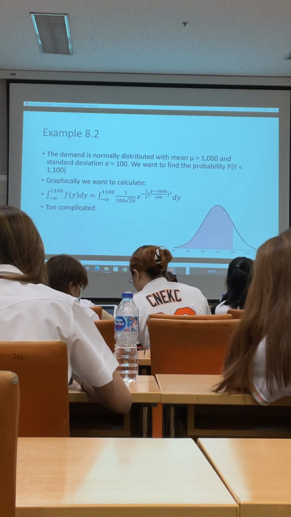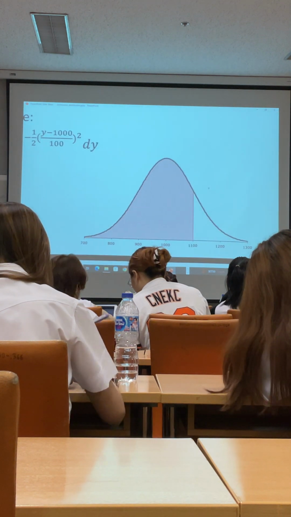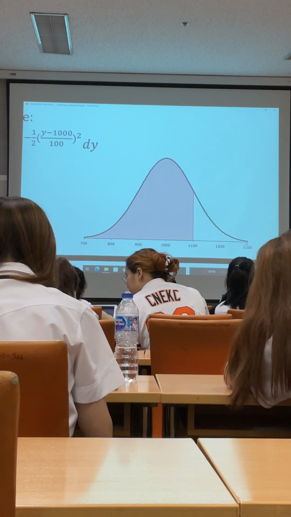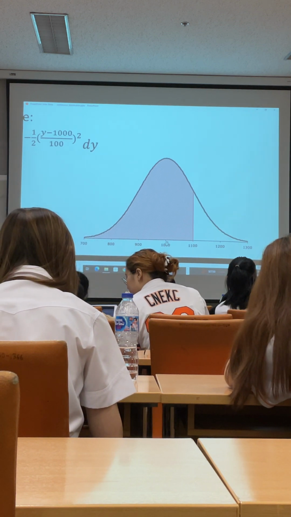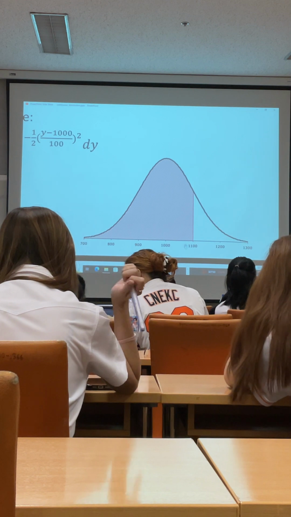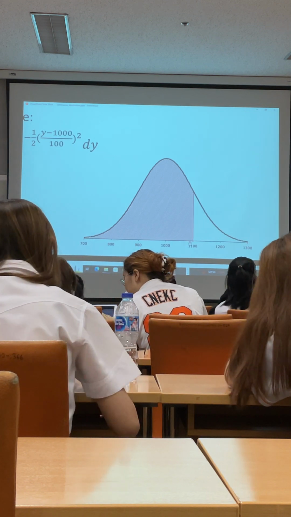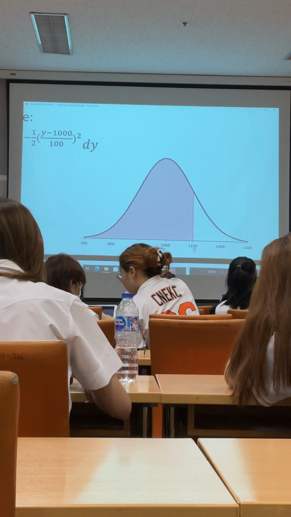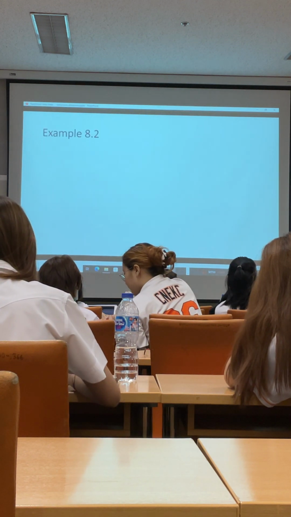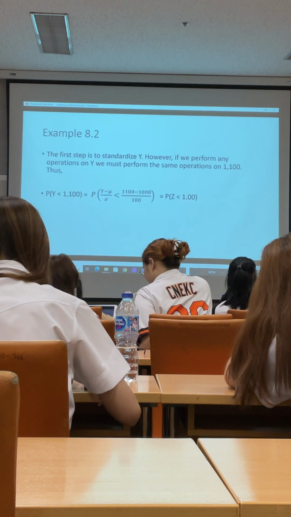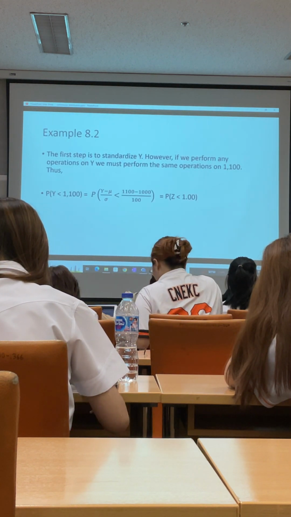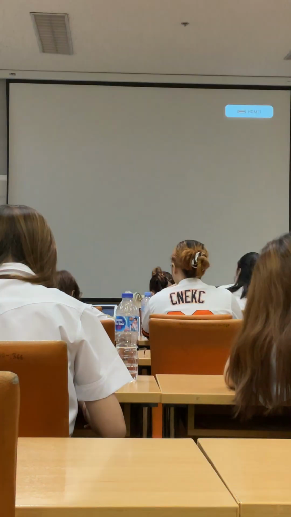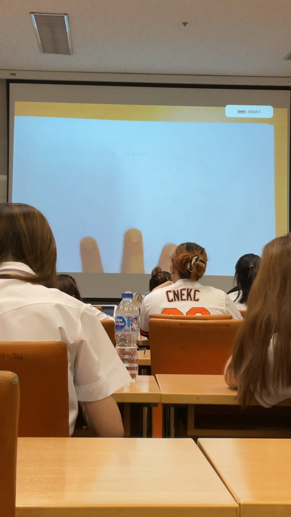So this is a graphical representation of what we want. We know that the demand has a normal distribution with a mean of 1,000, and we only have 1,100. So what is the probability that the demand will not exceed 1,100? I'm going to explain how we can do that. Let me write it down, because it's easier to digest that way.